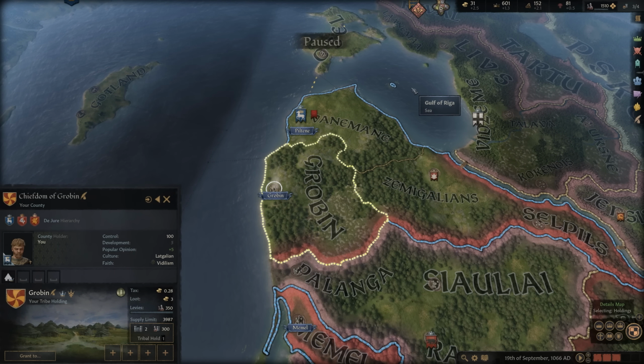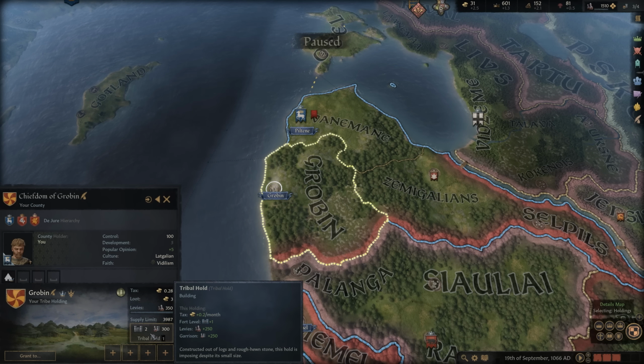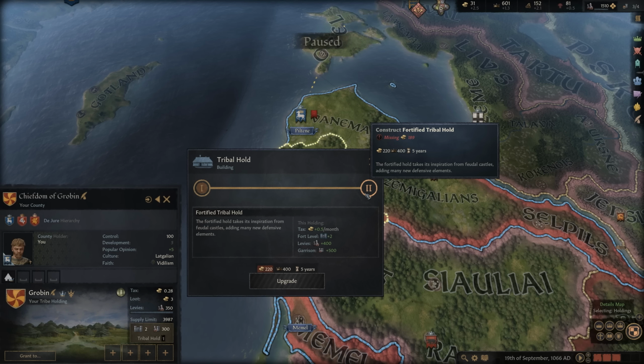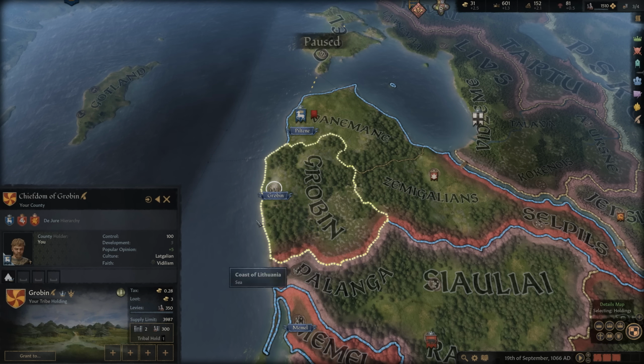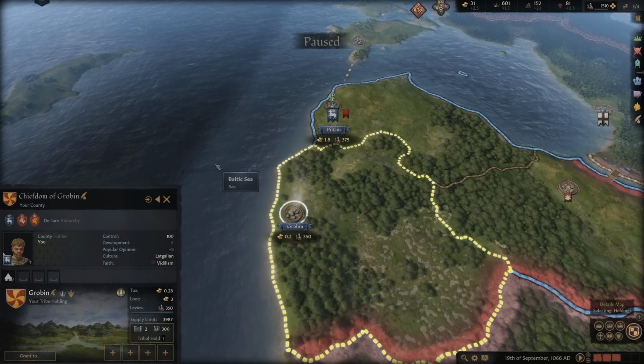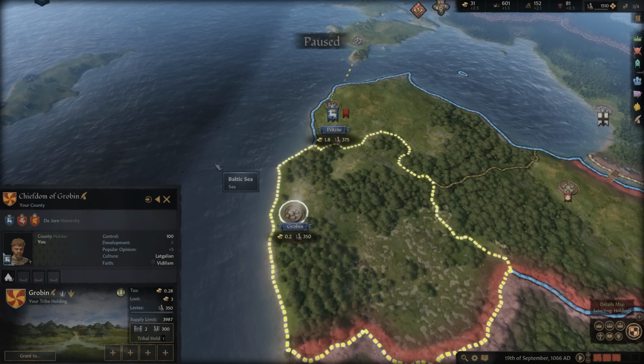So until you progress to feudal, you have to build up these individual building slots and the hold itself up to, you know, fortified tribal hold, and then you can get a little bit more here and there. But in order to get more men-at-arms and higher quality armies, you need to be a feudal government, which allows you to have access to those higher men-at-arms.